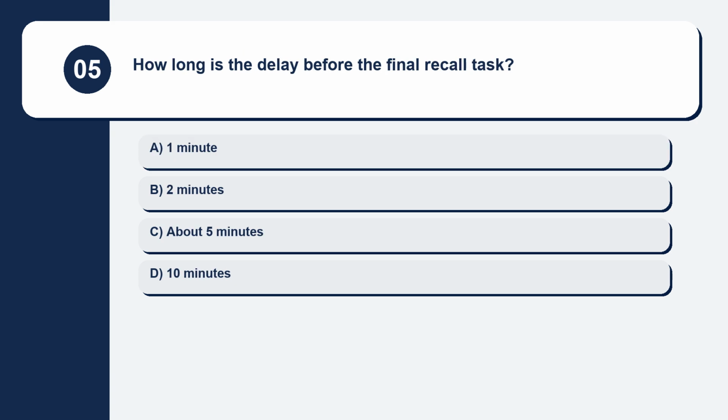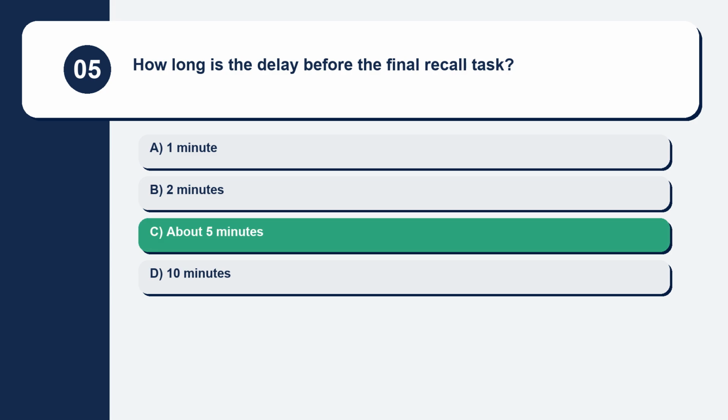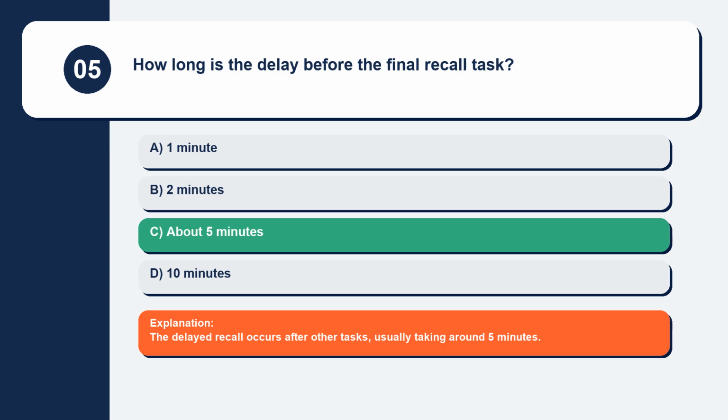Question 5. How long is the delay before the final recall task? 1 minute. 2 minutes. About 5 minutes. 10 minutes. The delayed recall occurs after other tasks, usually taking around 5 minutes.